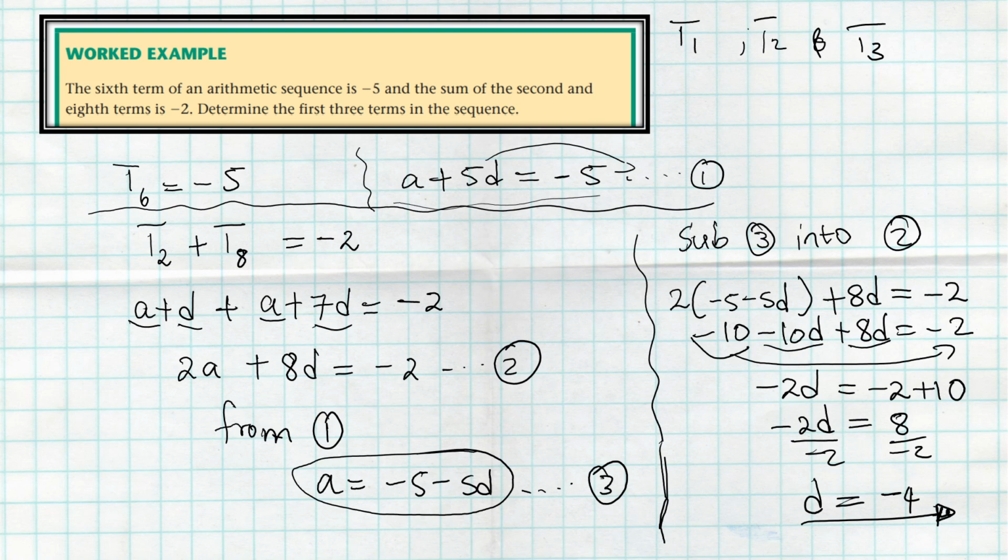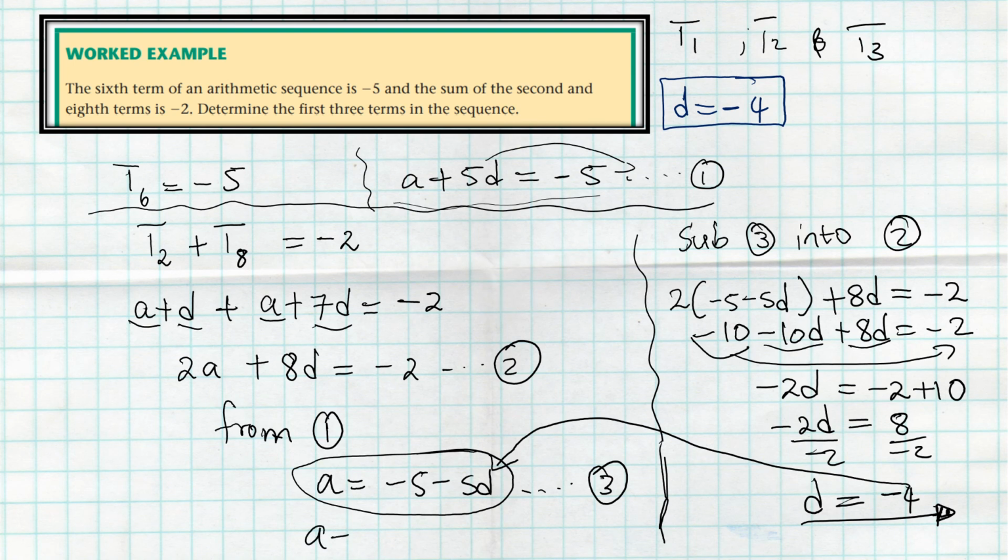Let me put it on top, maybe using a different color, maybe blue. d is equal to minus 4, so that is our d. To get our a, we just return to any equation that is quite simple and solve for a. So d is minus 4. I can go back to equation 3 and substitute my d as minus 4 and get my a.